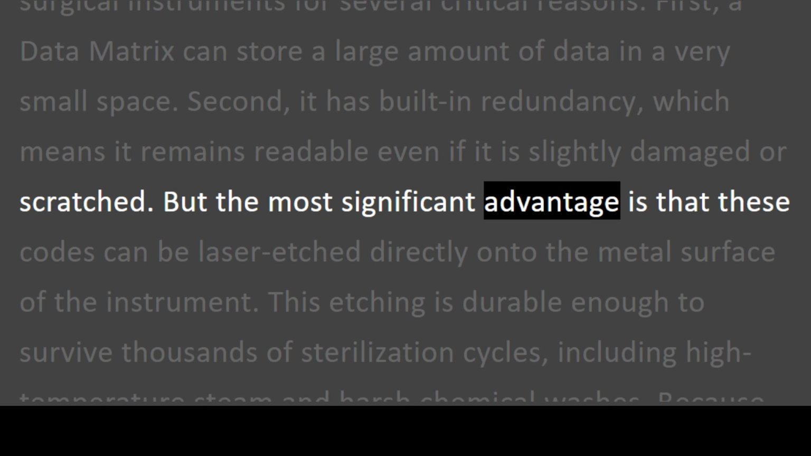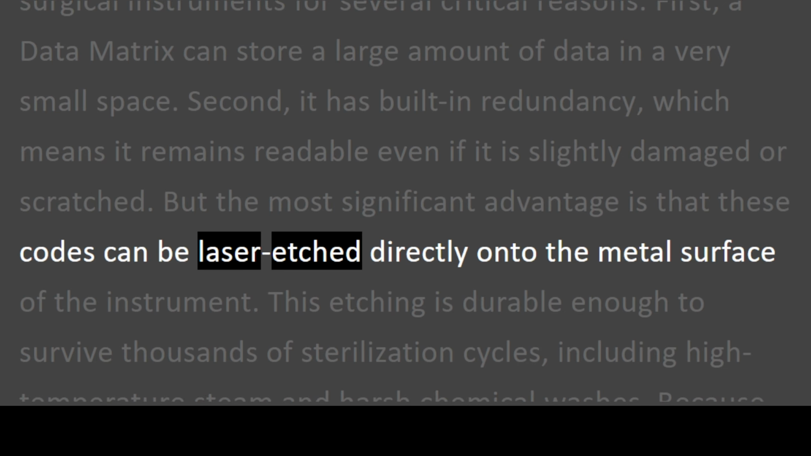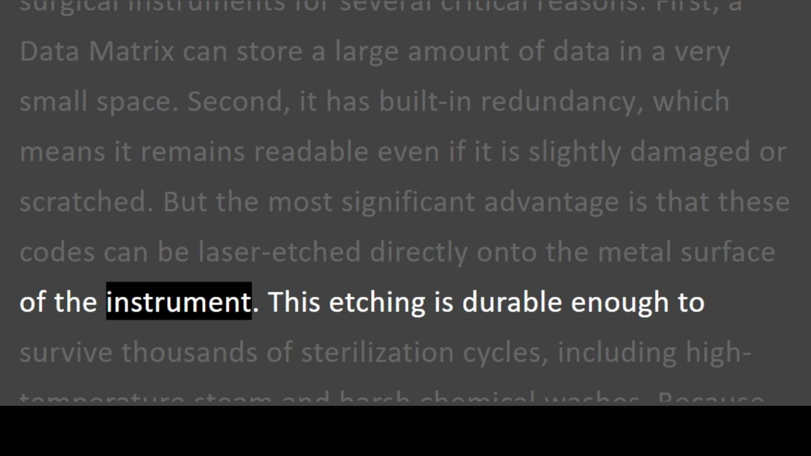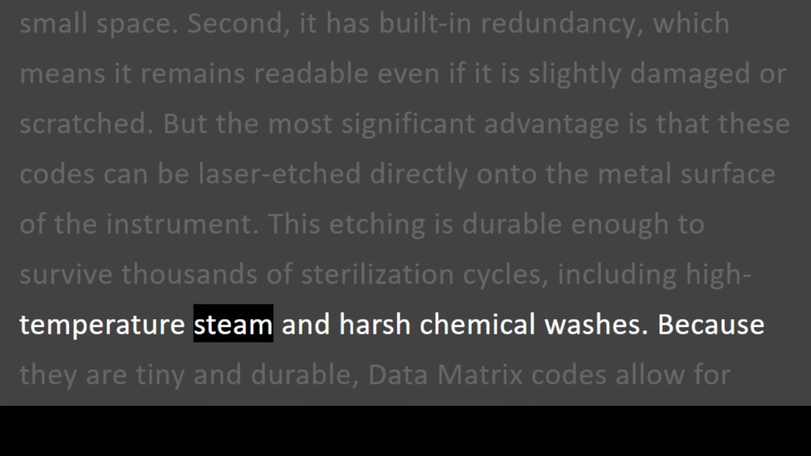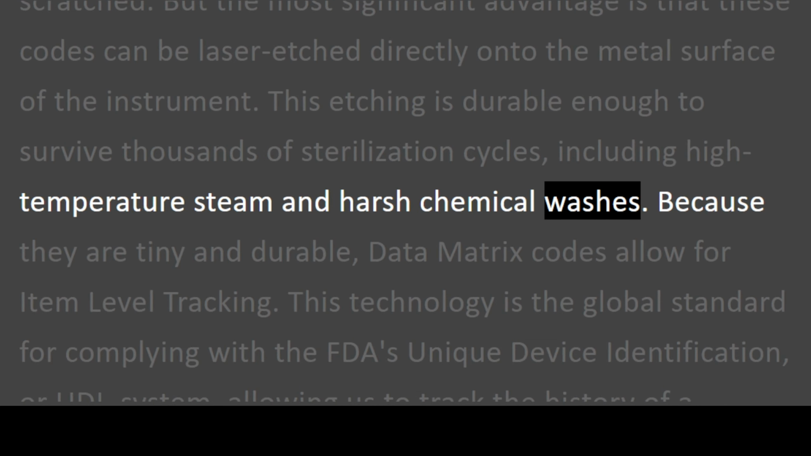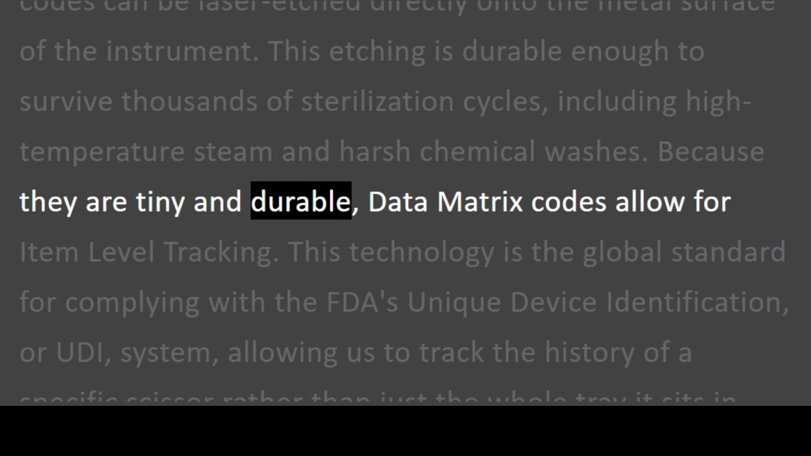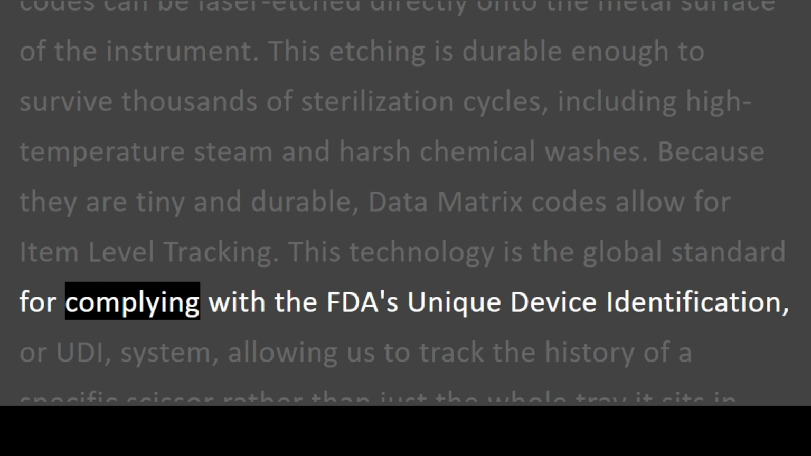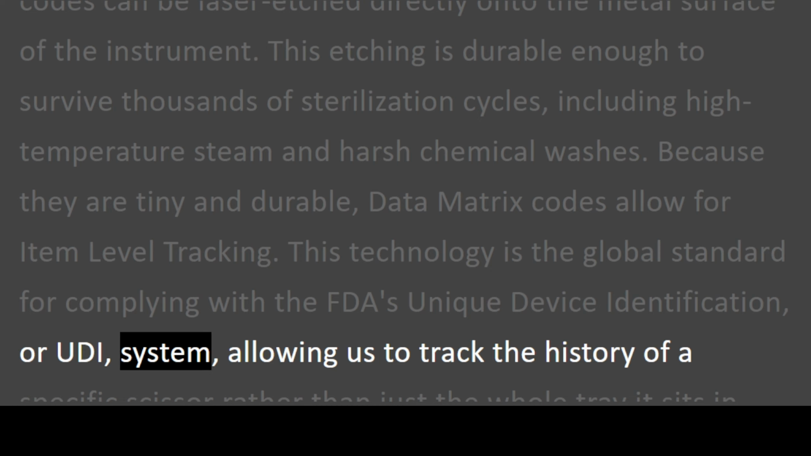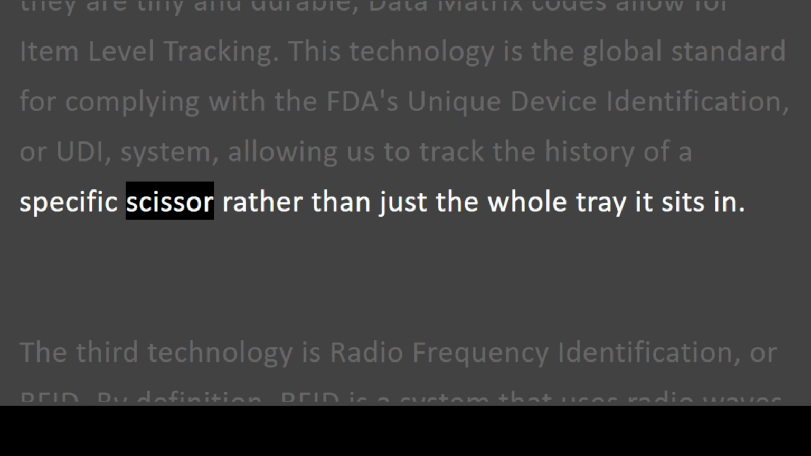But the most significant advantage is that these codes can be laser-etched directly onto the metal surface of the instrument. This etching is durable enough to survive thousands of sterilization cycles, including high-temperature steam and harsh chemical washes. Because they are tiny and durable, data matrix codes allow for item-level tracking. This technology is the global standard for complying with the FDA's Unique Device Identification, or UDI, system, allowing us to track the history of a specific scissor rather than just the whole tray it sits in.